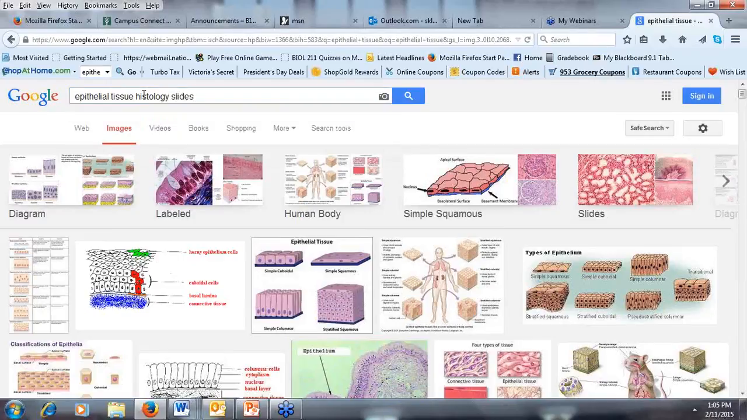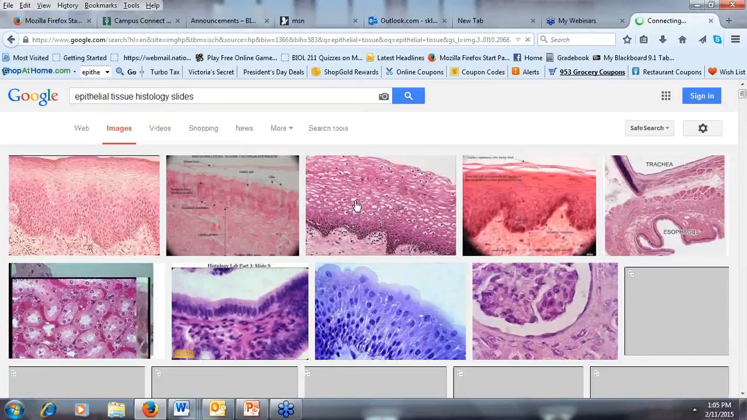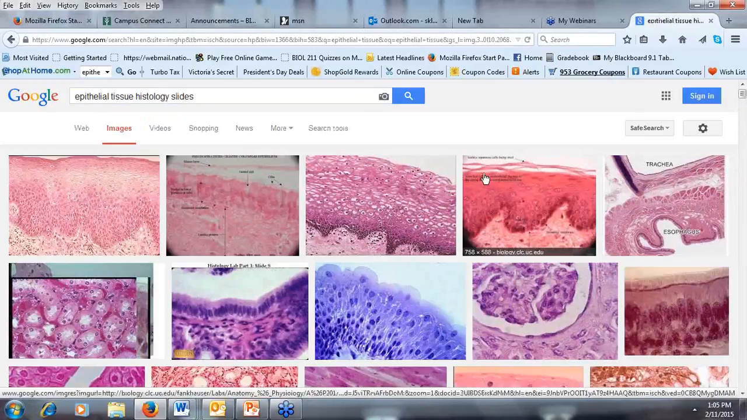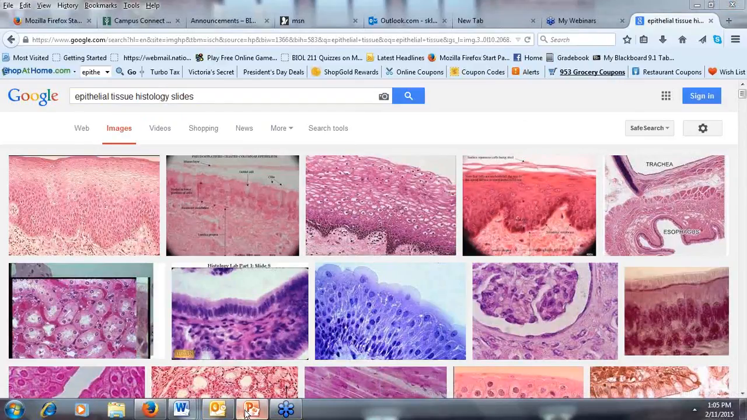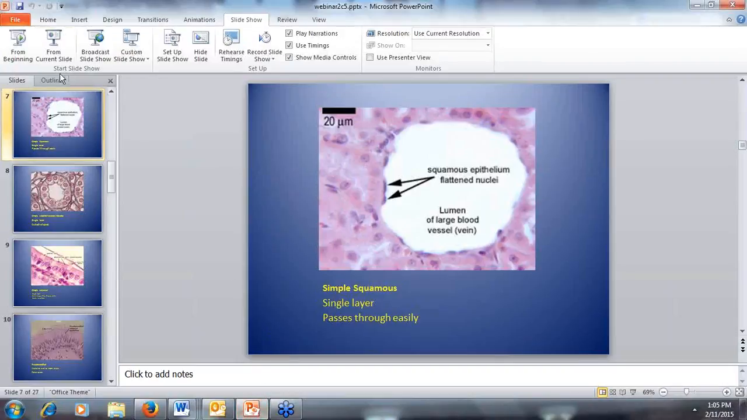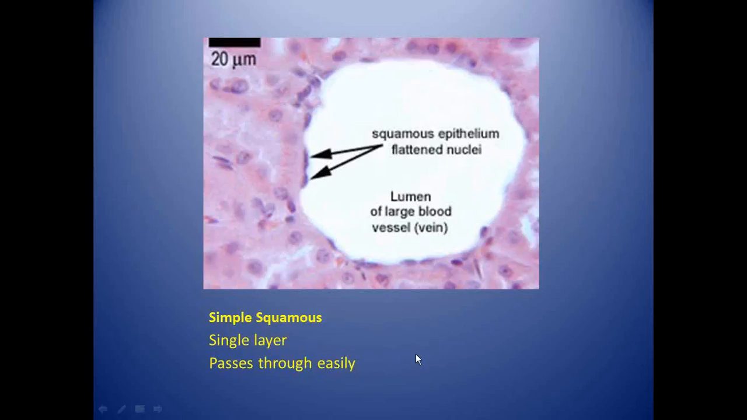And that'll weed it out a little bit more. And you can see all the different types here. So you can do that just as easy as I can or your instructor can, and that'll help you practice with what you're looking at.